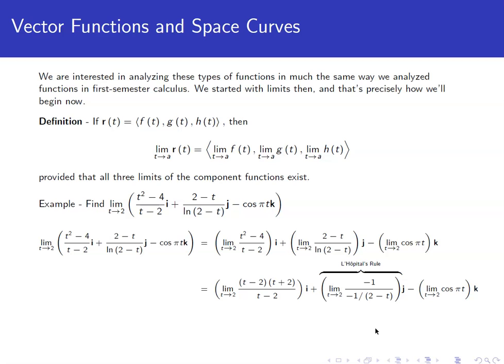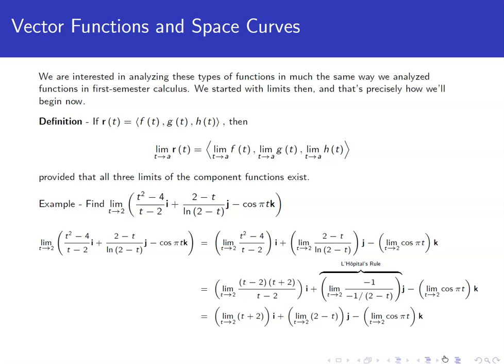I guess technically with this limit, I should have said the limit as t approaches 2 from the left, because the natural log function isn't defined as t approaches 2 from the right. But we'll just treat that as a typo for right now. And then for the third one, we have the limit as t approaches 2 of cosine of pi t. There's no issues with cosine, so we'll be able to evaluate it by direct substitution in a minute.